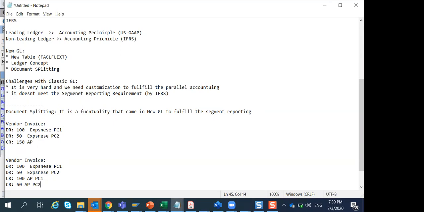No. I see. Okay, but that's all it does. It splits the balance sheet line item into multiple line items based on the expense or the P&L line items in the transaction.